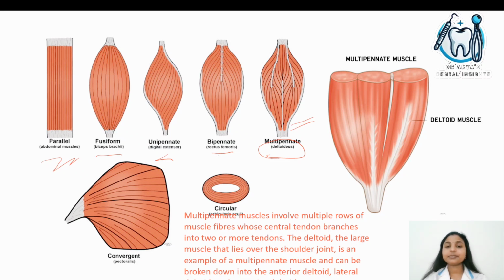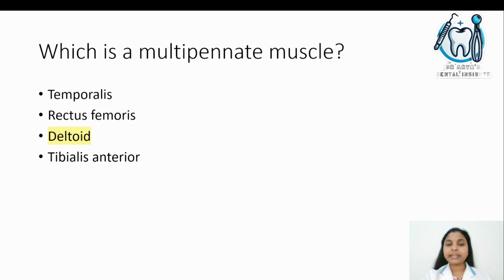So which is a multipennate muscle? It is the deltoid muscle. And what about the other options? Temporalis has a triangular arrangement. We have all seen the rectus femoris. What is its arrangement? It is a bipennate arrangement. And tibialis anterior has a circumpennate arrangement. So these are the various structures of skeletal muscles.